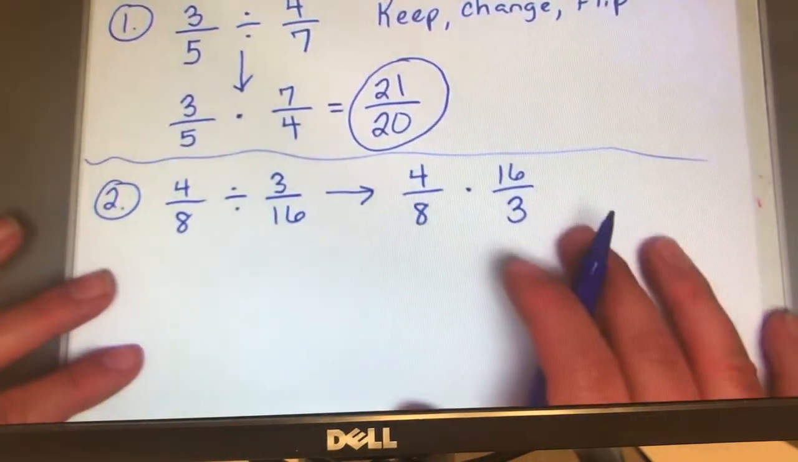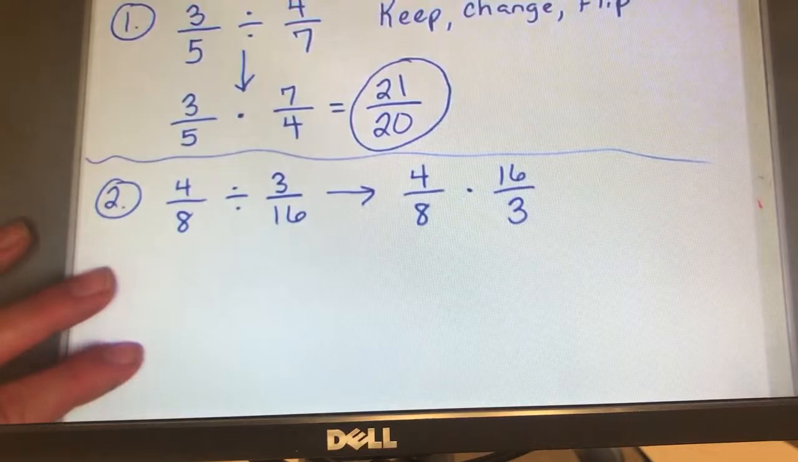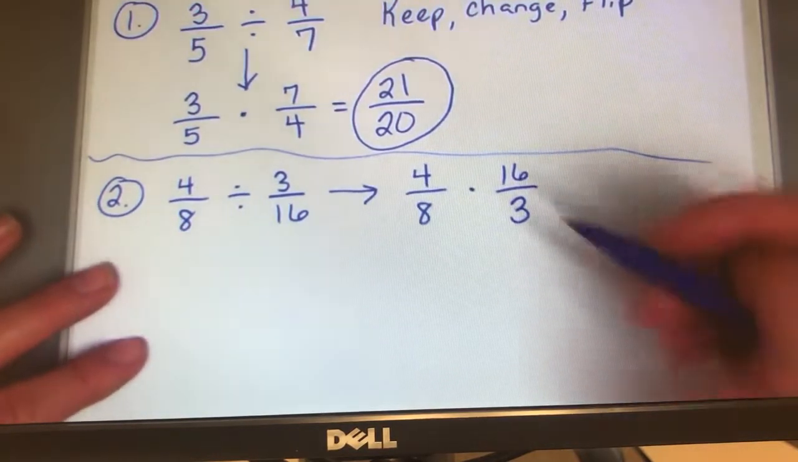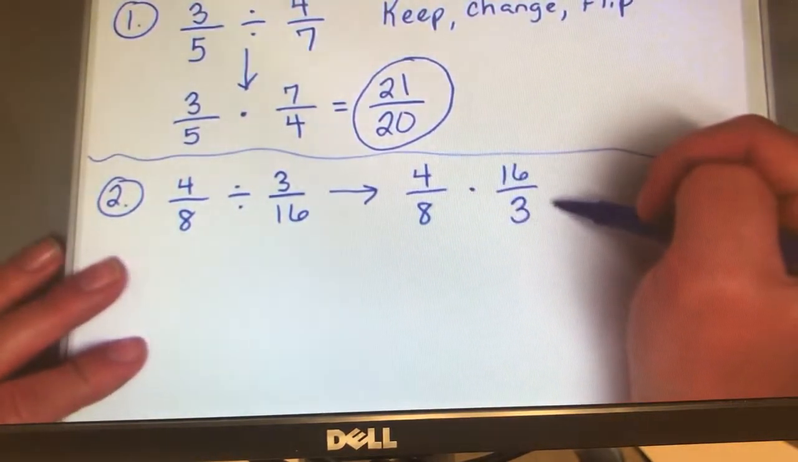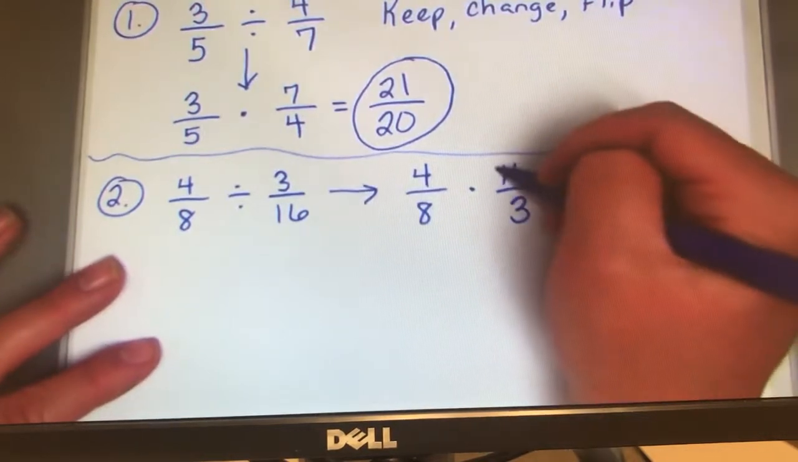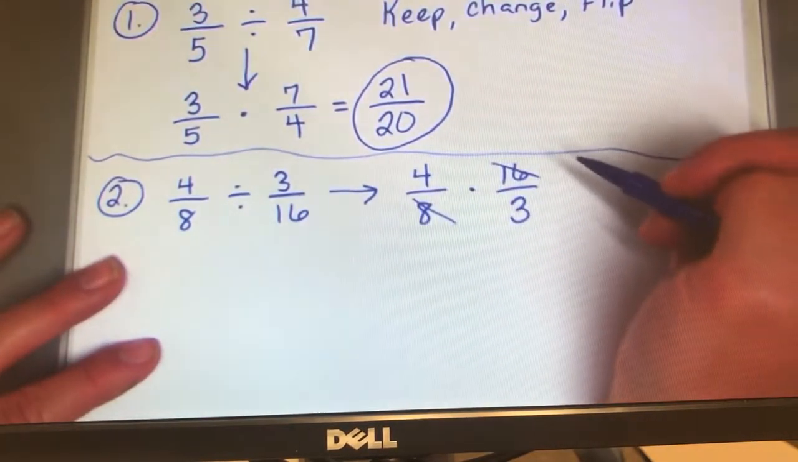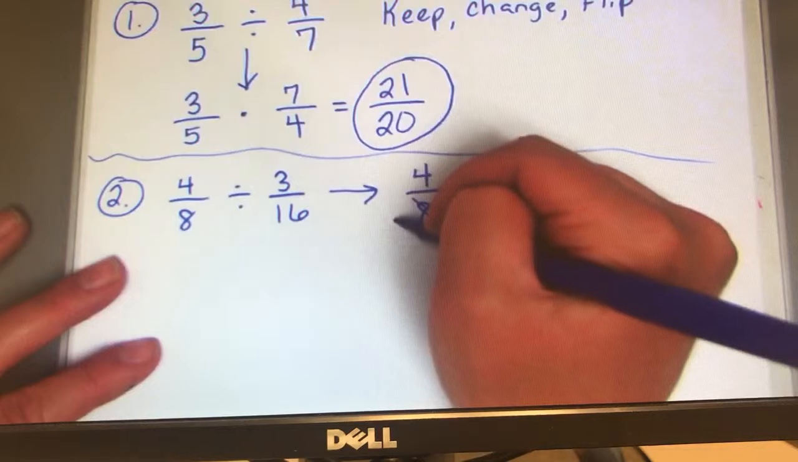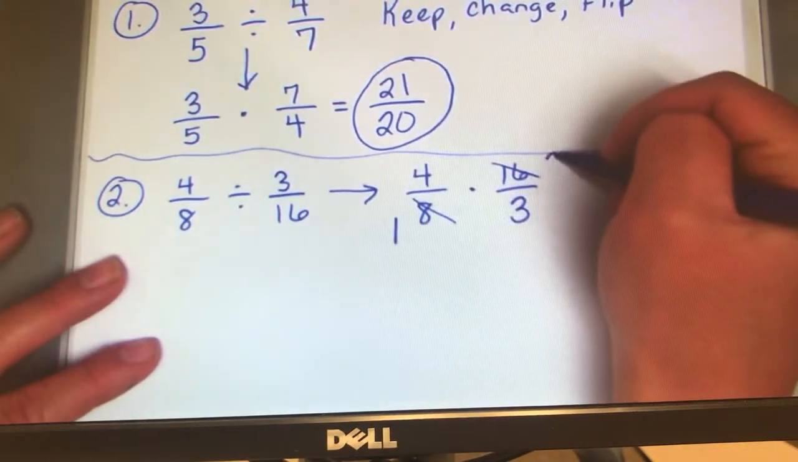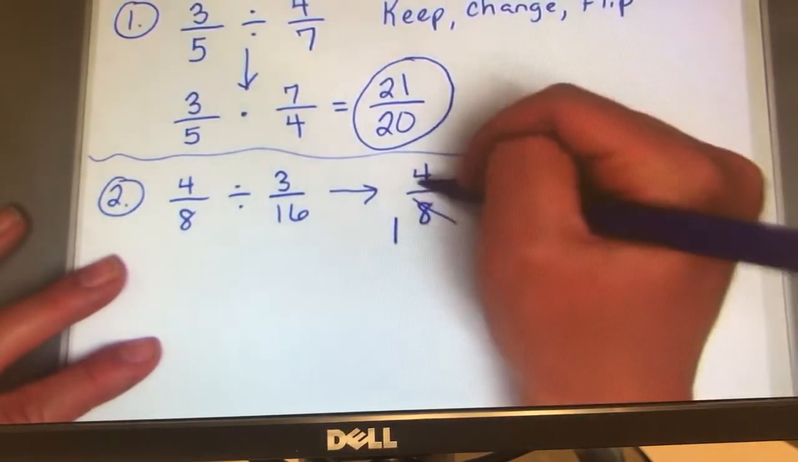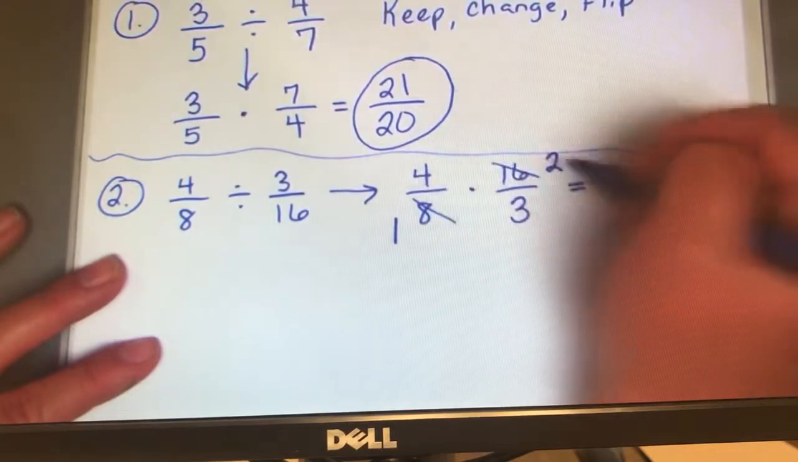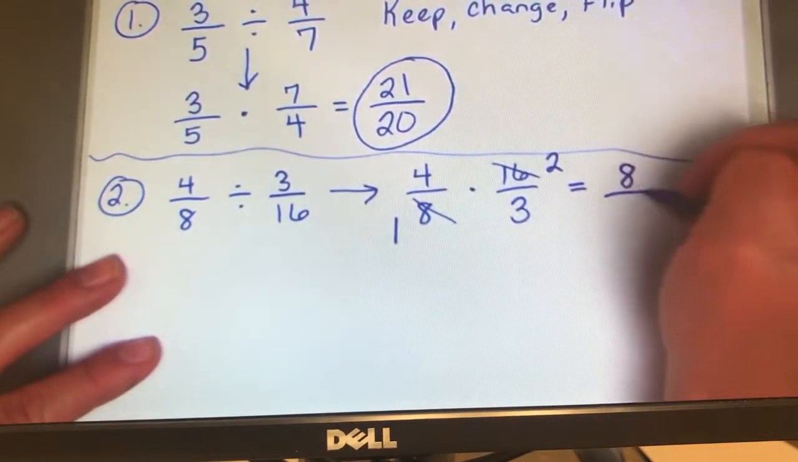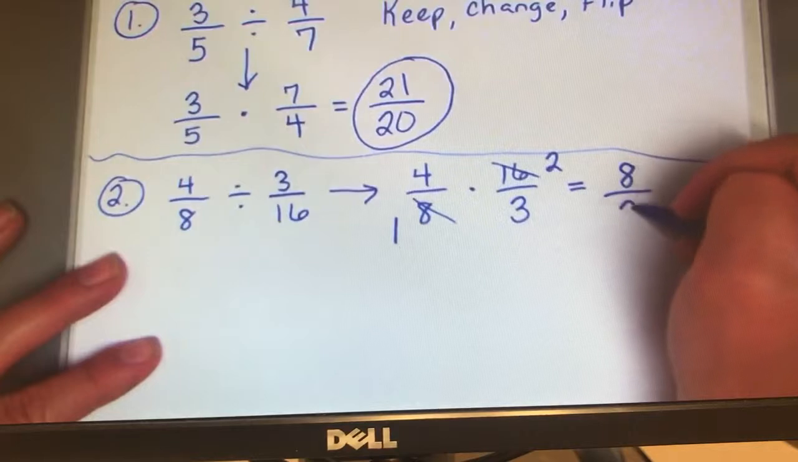So here I could do 4 times 16, I could do 8 times 3, not terrible numbers, but I'm gonna simplify first. 4 and 3 cannot be simplified, but 16 and 8 can both be divided by 8. 8 divided by 8 is 1, 16 divided by 8 is 2. Multiply what you have left on the top. 4 times 2 is 8. On the bottom, 1 times 3 is 3.